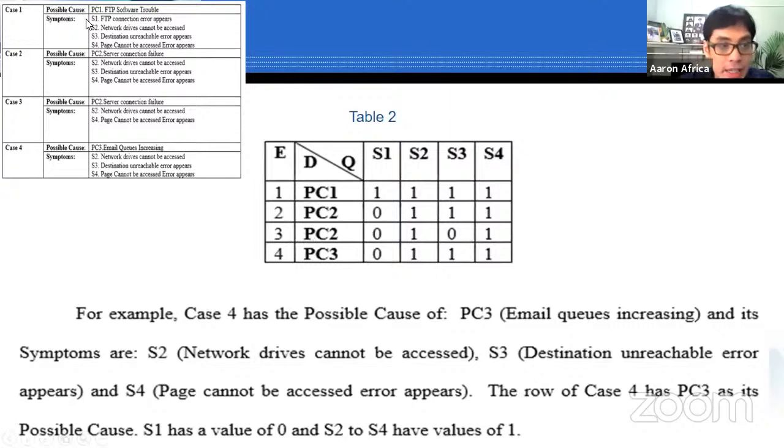In PC1, S1, S2, S3, and S4 have to be present, okay, in order for it to be the problem. In PC2, server connection failure, only S2, S3, and S4 have to be there. Okay? Same in case 3, another server connection failure, can exist when S2 and S4 exist. PC3, okay, email queuing increasing problem, S2, S3, and S4 have to be there.